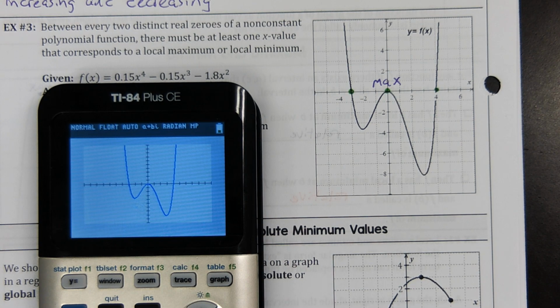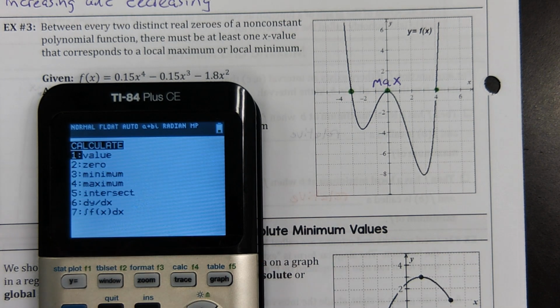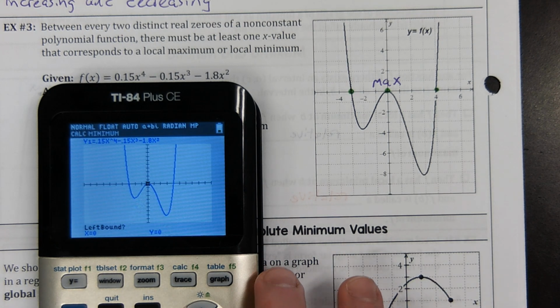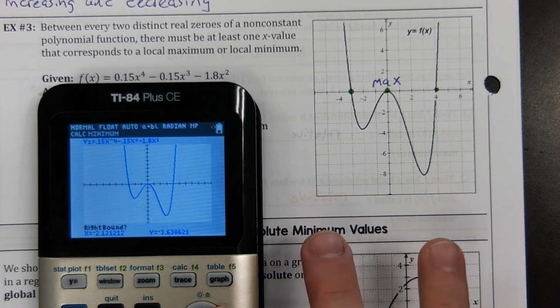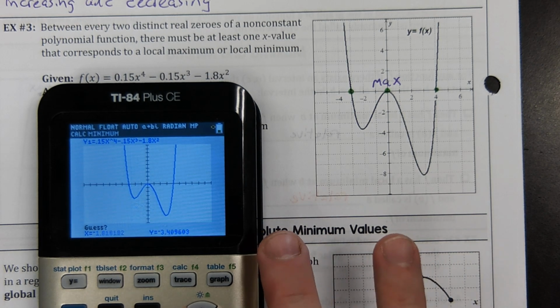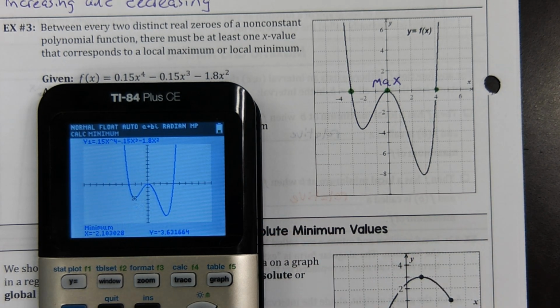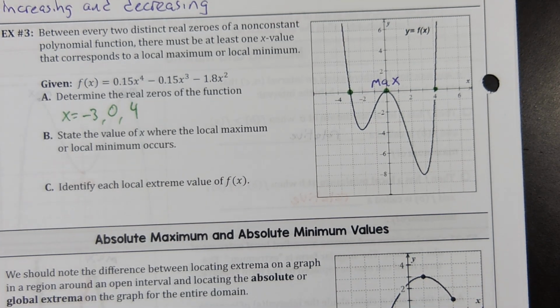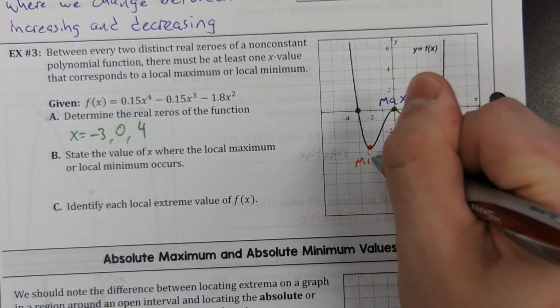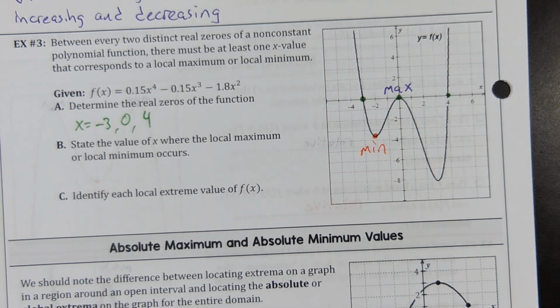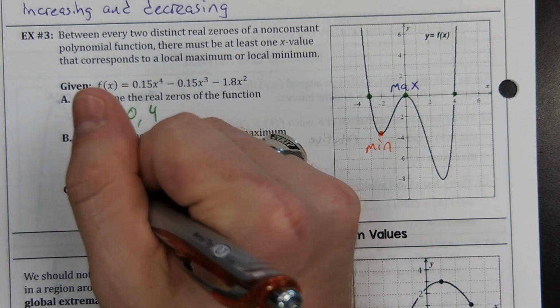Second trace minimum. Second trace 3. Go to the left of where the minimum occurs. Go to the right of the minimum. Get in between. Boom. At -2.103, that is where I'm going to find this minimum. It says state the x value where it occurs. We don't actually care about the y.